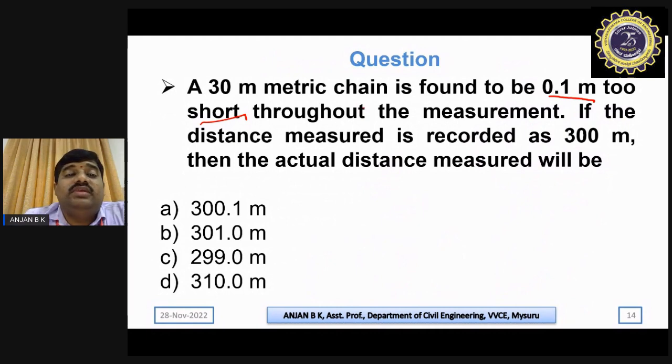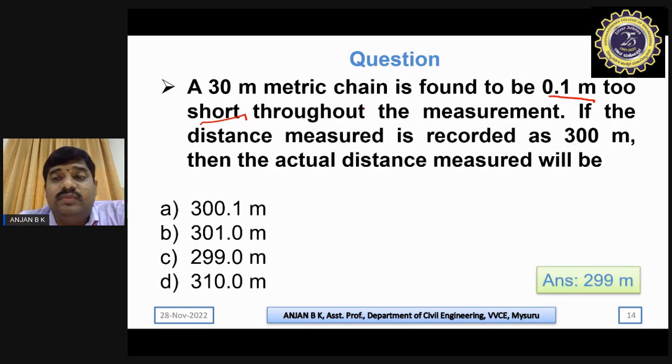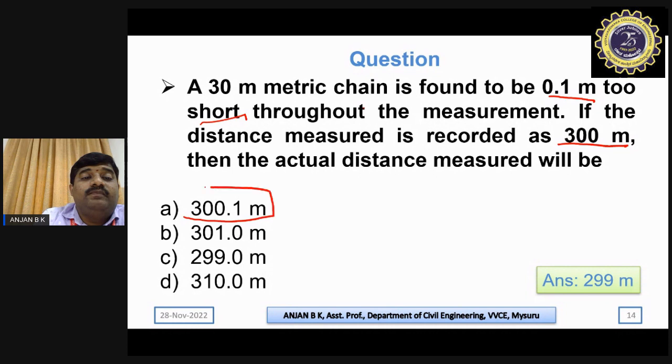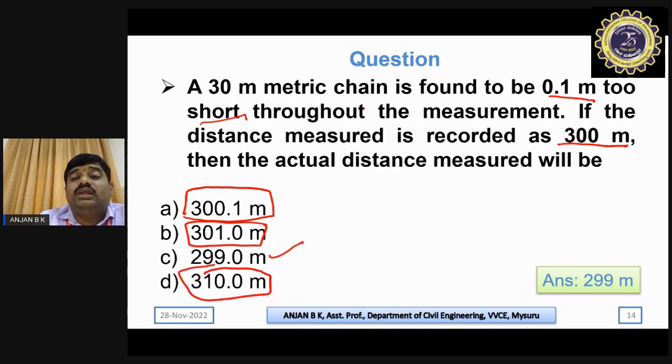So throughout the measurement, if the distance measured is recorded as 300 meter, then the actual distance measured will be. So we have to find what is the actual distance for this. So since the chain is too short, the measured length will normally be more. So you can observe here the answers are more than the measured length, which is all wrong. The one which is correct is the one which is lesser because the chain is too short. So the answer should be lesser than 300 meter. So that is 299 meters.